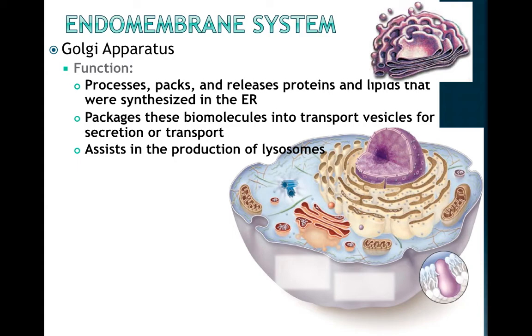So we don't just release them into the cell, because think of it like a shipping box. We need to have it go to a specific location. So this is going to help ensure that that protein gets to where it needs to go. And the Golgi has another function: it assists in the production of lysosomes. And we're going to talk about lysosomes again in just a second. But it's going to help make lysosomes, which are another organelle for the cell. But again, if you think of it as the UPS of the cell, then you are good.